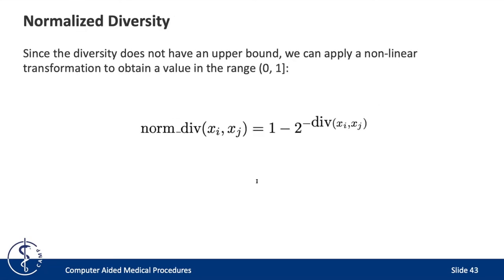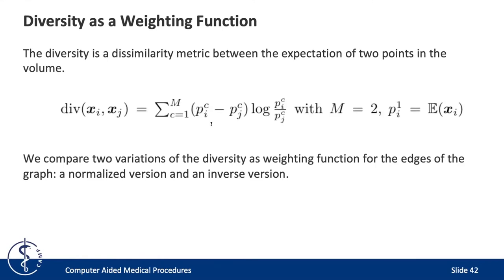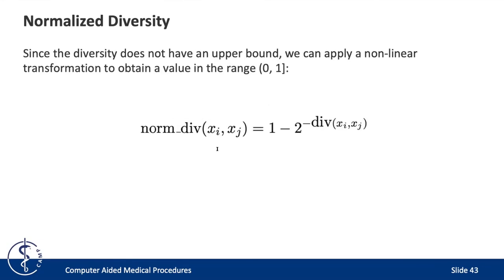So what is the normalized version? Something that happens with this diversity is that the lower bound is zero, we can have a value of zero, but there is no upper bound between these two different elements. So we were curious about trying this particular version of the diversity. What this formula does is normalize the diversity. Instead of having something between zero and infinity, we have something that behaves similarly to the diversity, but with an upper bound of one, between zero and one. So we tried this normalized version.